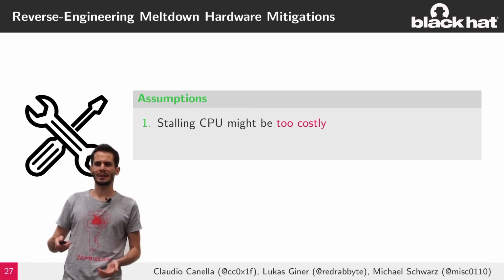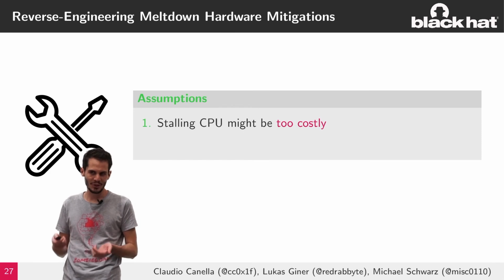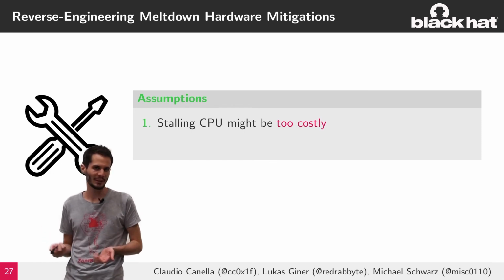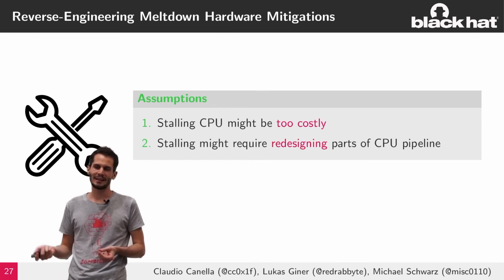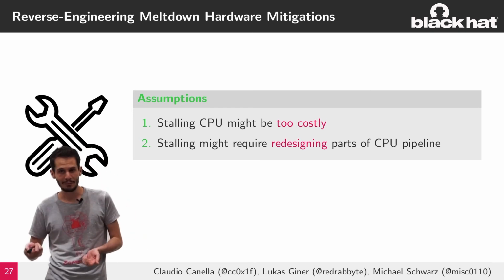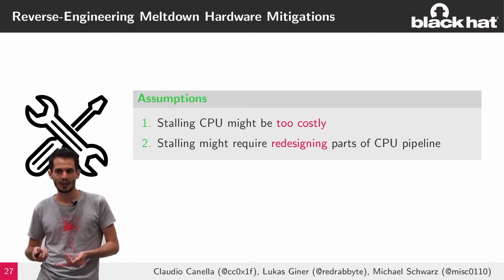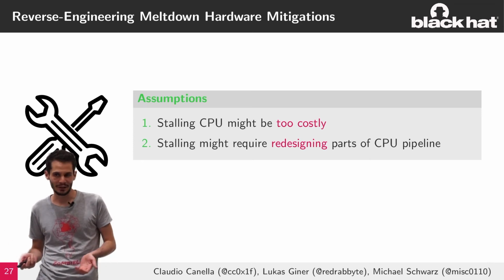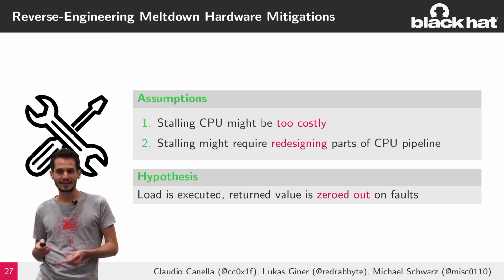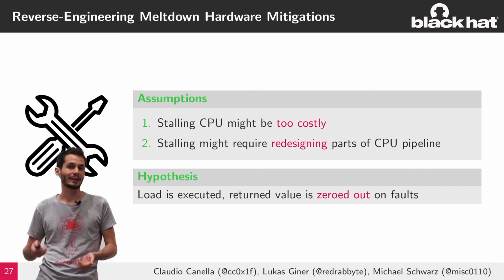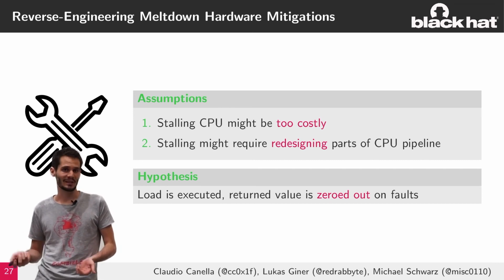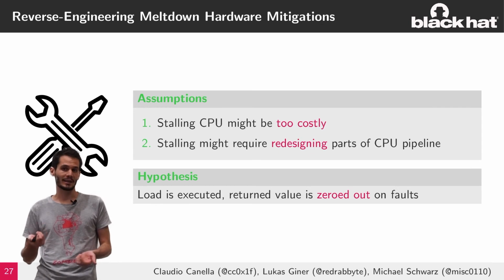Let's see. We make a few assumptions here. Stalling the CPU, we think, might be a bit costly, and it might also require some re-engineering of the pipeline. And we know that these mitigations were rolled out fairly quickly. So let's make a guess: data is just zeroed out on a load if that load faults, but the load still happens. So we can test this hypothesis.